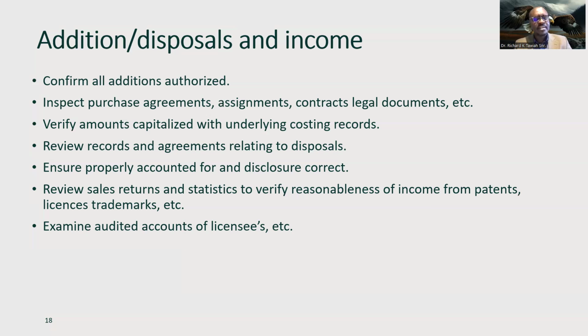Review sales returns and statistics to verify reasonableness of income from patents, trade licenses, okay, franchises. So these are more intangibles. So review these ones and examine audited accounts of the licensees. So for franchises, licenses, who contribute to your intangible asset or income from that intangible asset, review their audited accounts.